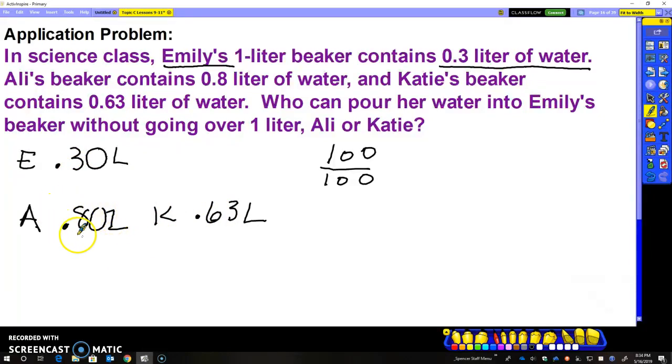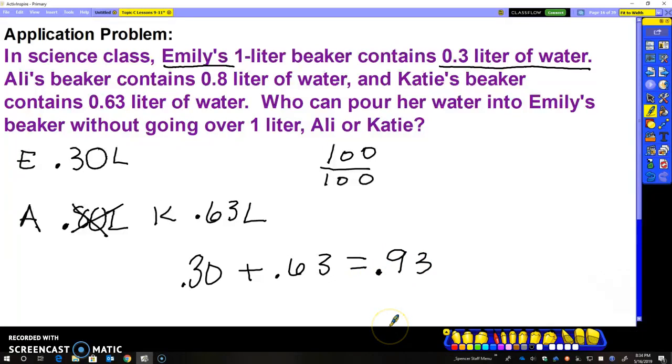Well, if I add 2 more tenths to this, I'm over, and Emily has 3/10, so Allie's will spill over. Okay, the only other choice is Katie's, and hers will work because 30/100 plus 63/100 is equal to 93/100. Okay, and that's not over a whole because it's not 100 yet.